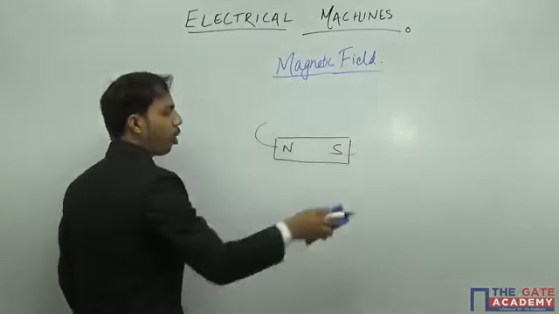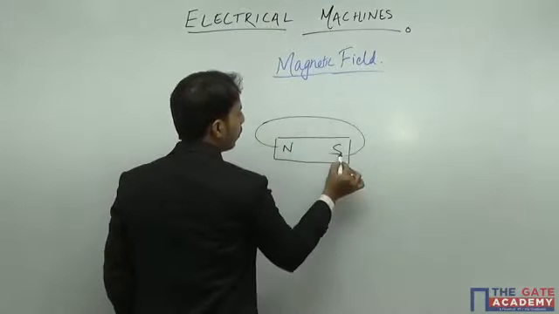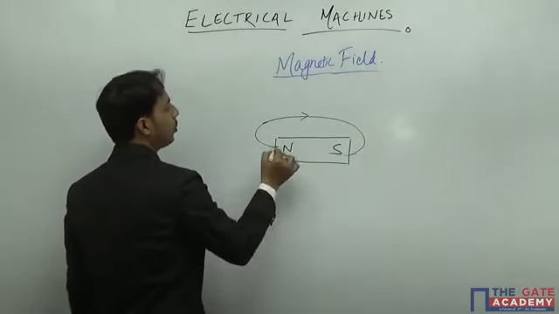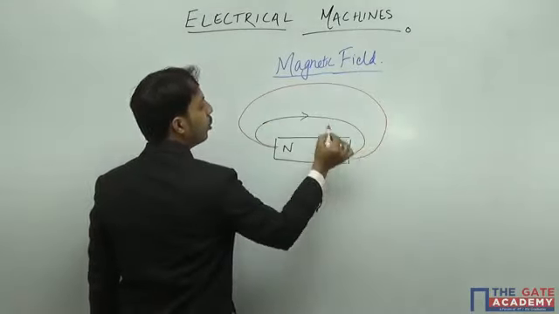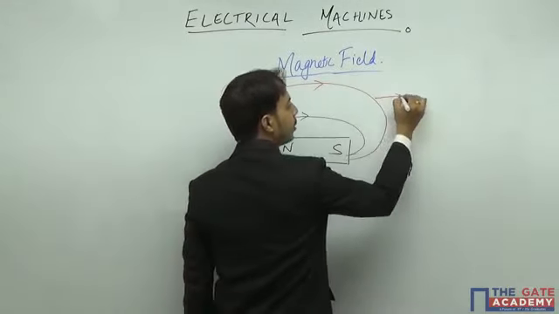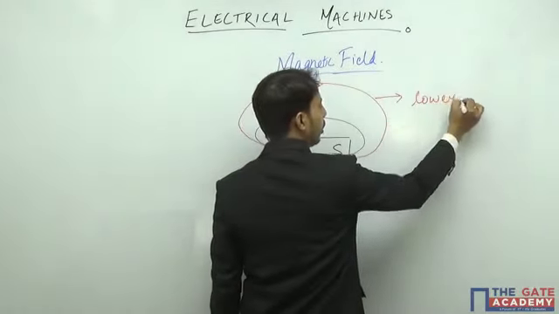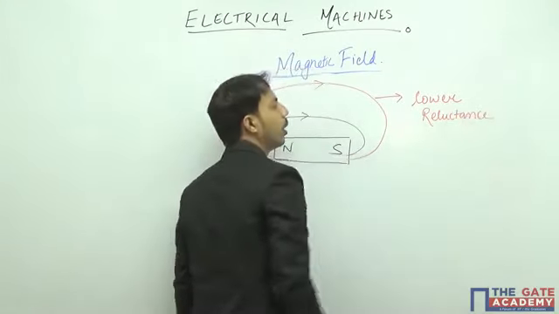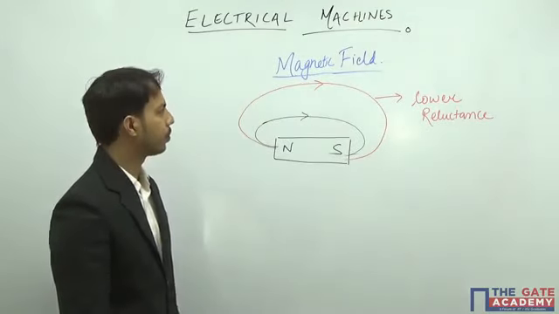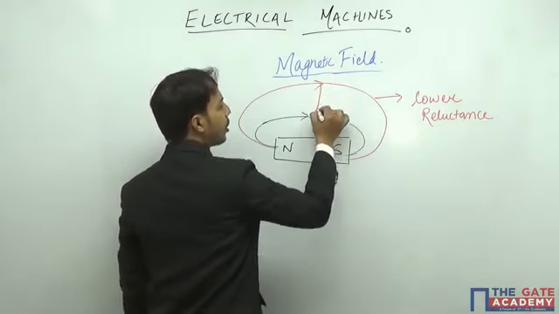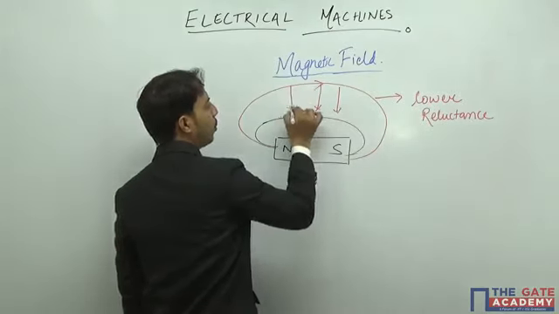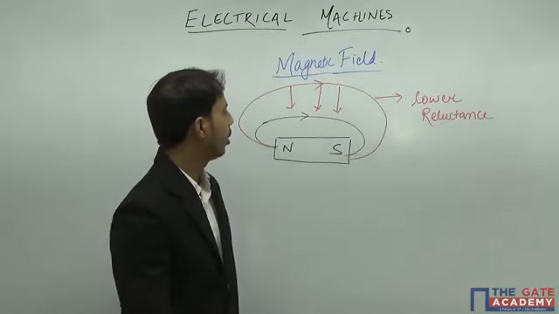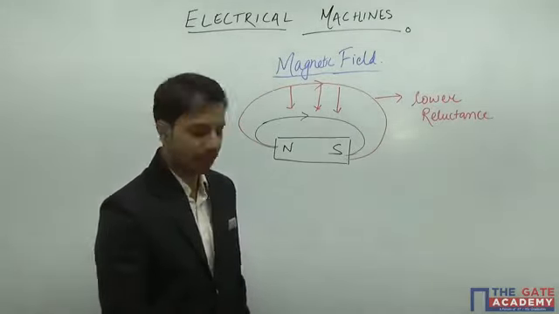So this was the normal path. Now suppose there is some other path which is making it flow through this, because this path has lower reluctance. So what it will try to do is come down to this particular position. And from this principle, we have derived a motor which is called the reluctance motor.